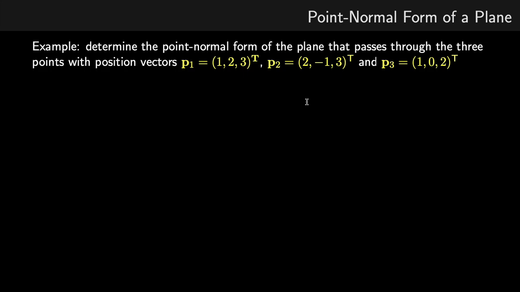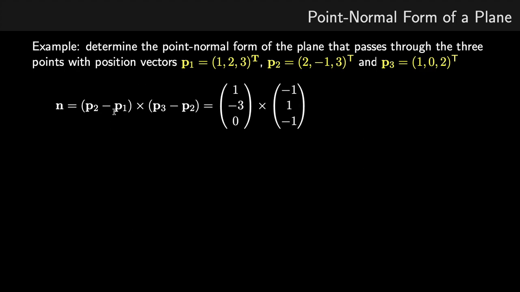Okay, so let's have a look at an example. So here we have a plane which passes through these three points with these position vectors. So the first thing we need to do is calculate the normal vector to the plane. So I need any two vectors on the plane. So essentially I need the difference between any two pairs of these points. Now it doesn't matter which ones you choose. All you need is a vector that lies on the plane.